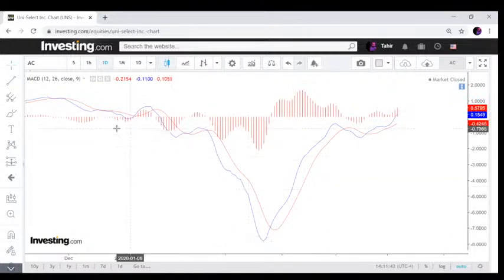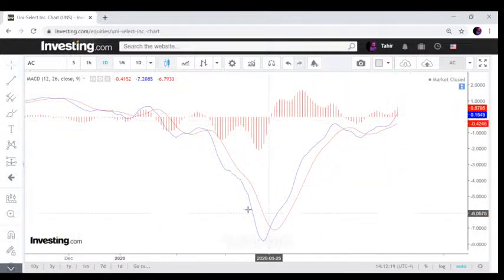Now, how is it derived? We'll focus on this blue line first. This blue line, which is called the MACD line, is actually the difference between two averages, two moving averages, or say two exponential moving averages. The short form of exponential moving average is EMA, and we will be using the word EMA in our discussion. So this blue line is actually the difference between two EMAs of the closing prices plotted over time.